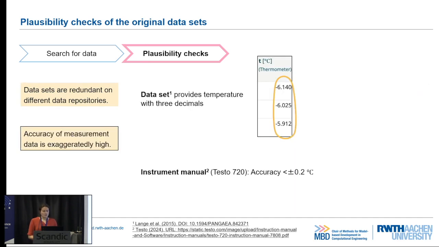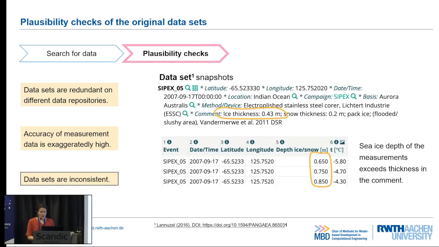And another problem is that, for example, the accuracy was exaggerated. And that, for example, there are inconsistencies. So here the ice thickness was given with 0.43 meters, but then the measurements went up to 0.85 meters.